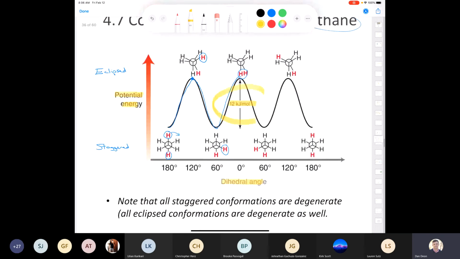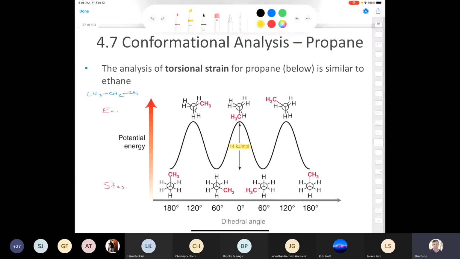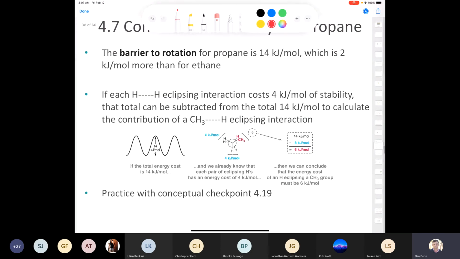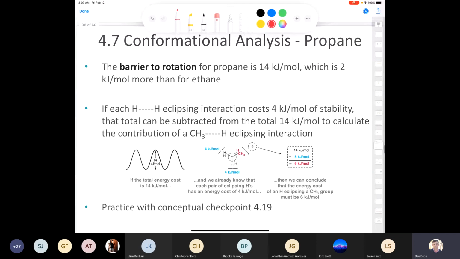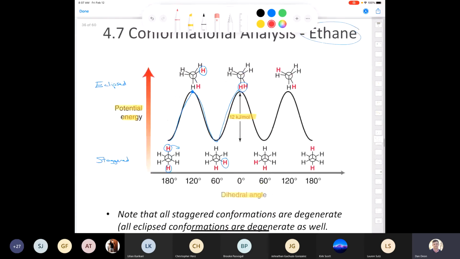For ethane, it was 12 kilojoules per mole. But now for propane, it's 14 kilojoules per mole. And so we can clearly see that the interaction between the methyl and a hydrogen, whenever they're eclipsed, must be higher energy than when we simply have two hydrogens eclipsing each other. If we evaluate that barrier of rotation, that 14 kilojoules per mole, we see that it's 2 more than ethane. Let's go back to the ethane for a second here and do some very quick math.